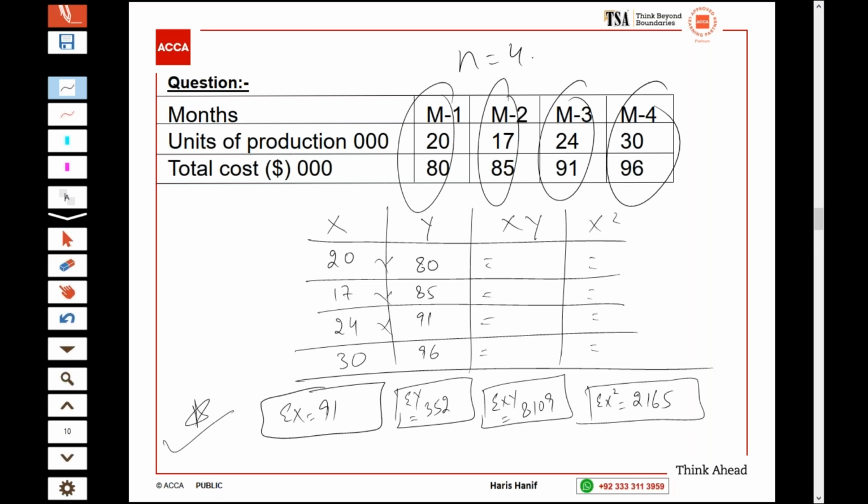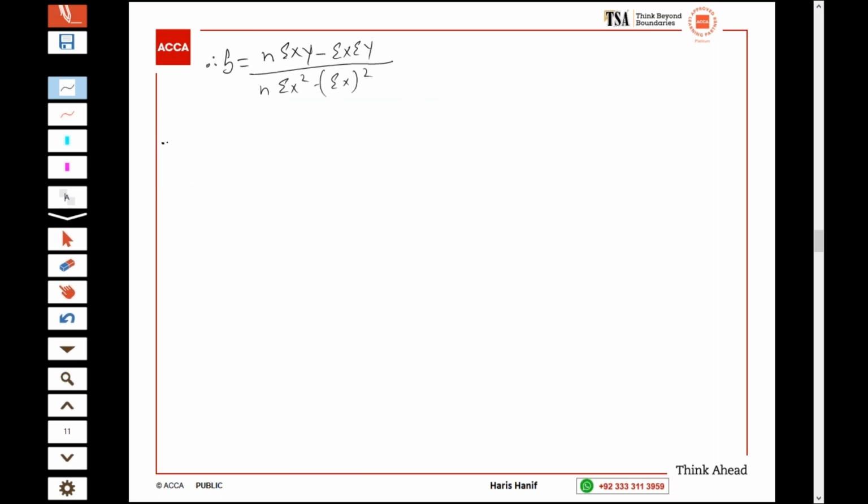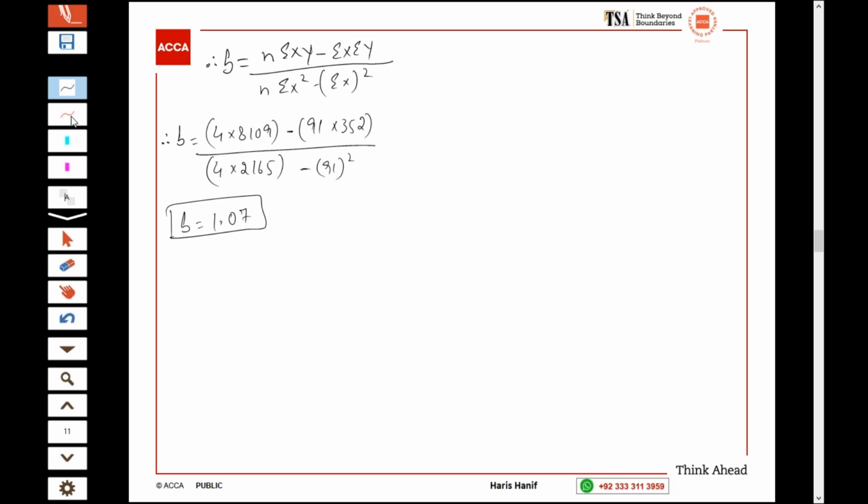Just remember these figures. And b is 4 multiplied by 8109 minus 91 multiplied by 352, upon 4 multiplied by 2165 minus 91 the whole square. And b is 1.07.